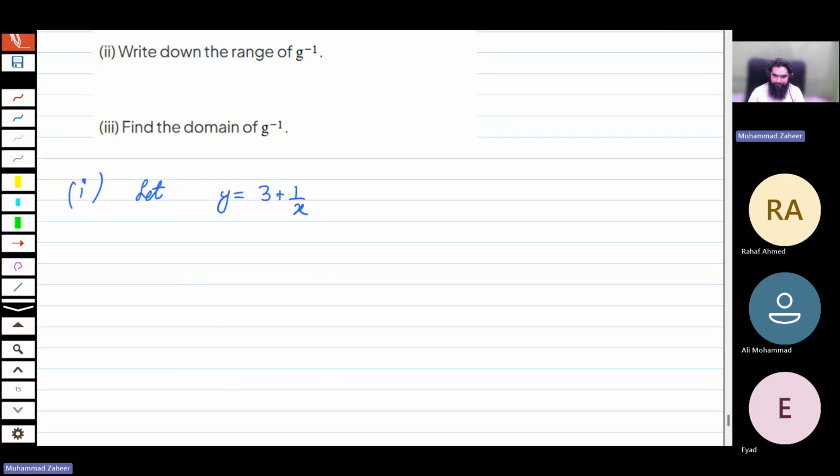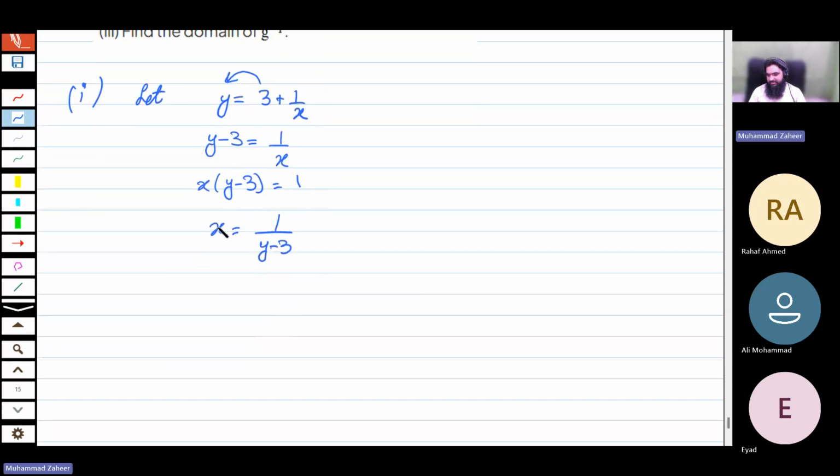The first step is clear, you have to substitute g of x is equal to y. Now we have to make x the subject. You have multiple ways. It is positive 3, I will take it to the other side, it will become negative 3. Now, x is dividing. You will take it to the other side, it will be multiply. Obviously, I need to remove the denominator because I need to make x the subject. Now y minus 3 is multiplying, so you have to take it to the other side, it will be divide. So now you just have to replace the x with the inverse function and y with x.